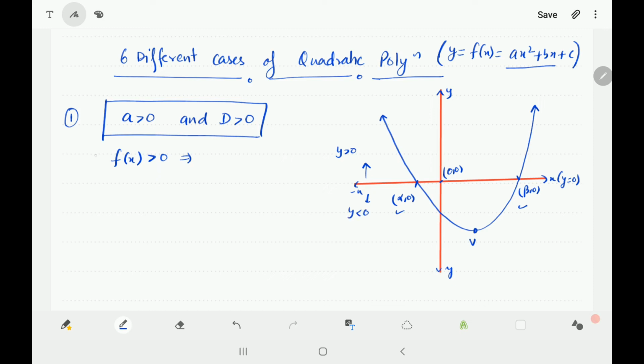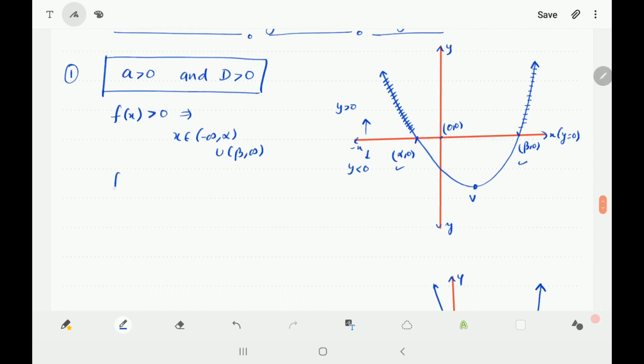So in this particular expression, if I ask you f of x is greater than 0, then you can clearly see that this part of the function is positive, and this part of the function is also positive. So for this particular inequality, our answer will be x belongs to minus infinity to alpha union beta to infinity. This is also quite useful in solving so many inequalities. I hope this is clear.